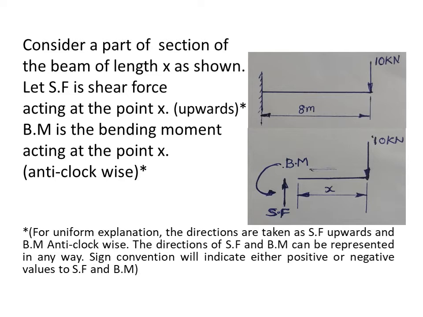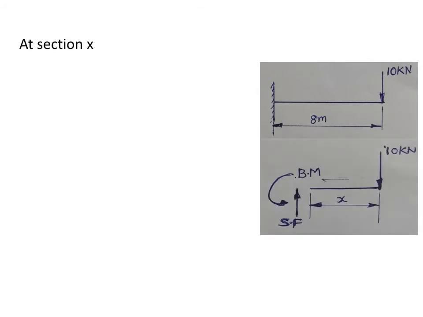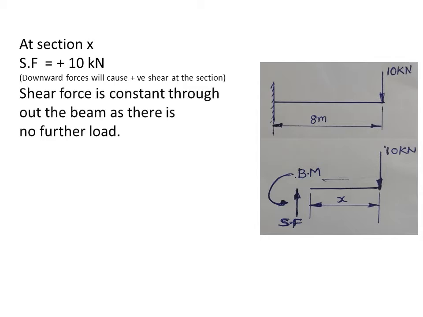The directions of SF and BM can be represented in any way. Even we can represent downwards or clockwise. Positive or negative values depend on sign convention. At section x, SF is equal to plus 10 kilonewtons. Downward forces will cause positive shear at this section. Shear force is constant throughout the beam as there is no further load.